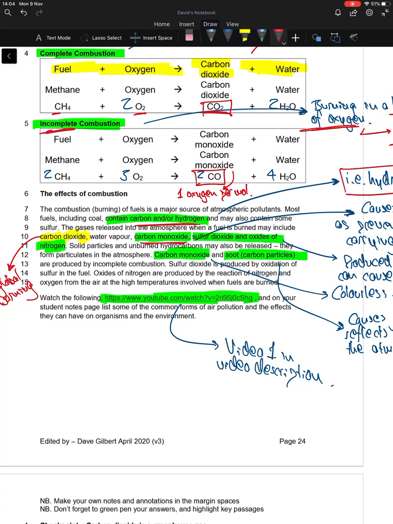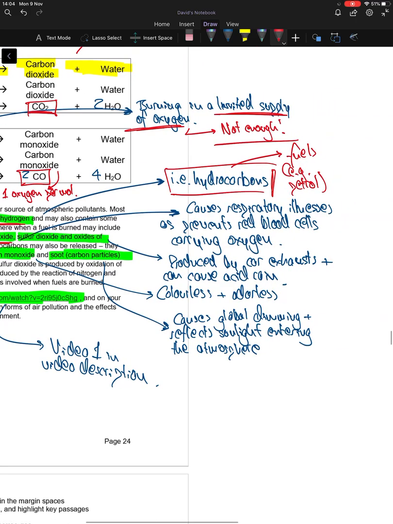Carbon monoxide and sulfur dioxide and oxides of nitrogen. Now, carbon monoxide is important because carbon monoxide can cause respiratory illnesses as it prevents red blood cells from carrying oxygen.